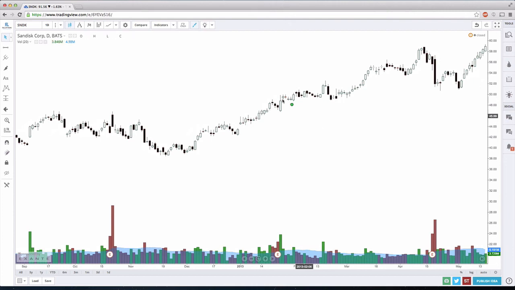Let's see if you guys can see the flag. Yes, there it is right there. Very, very pretty flag. Or just trade sideways. Now, volume, granted, actually isn't that low. So I wouldn't, now that I'm looking at the volume, call that the most perfect flag of all time. But you guys get the idea, right?